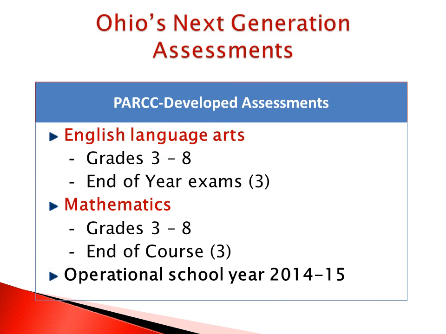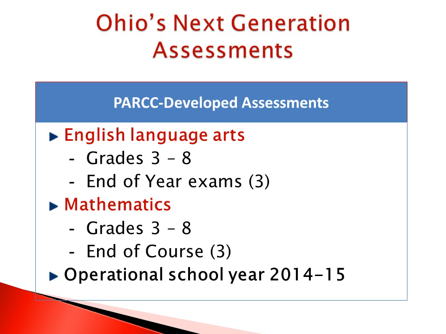So the Next Generation Assessments include English language arts and mathematics, and these were developed by a national consortium called PARCC. These are aligned to the Common Core state standards. Students will be assessed in grades 3 through 8 in both English language arts and mathematics, and these assessments will replace the current OAA, or Ohio Achievement Assessment.